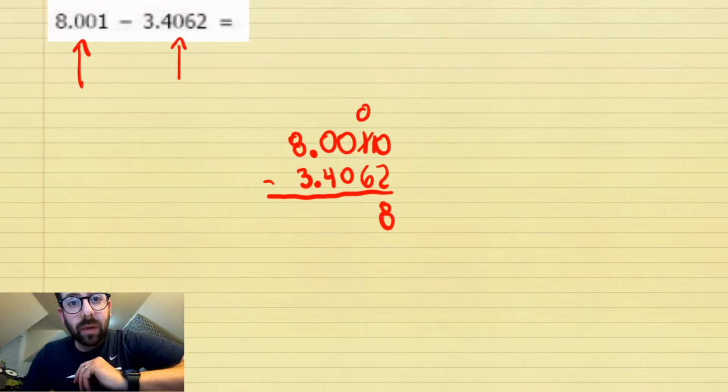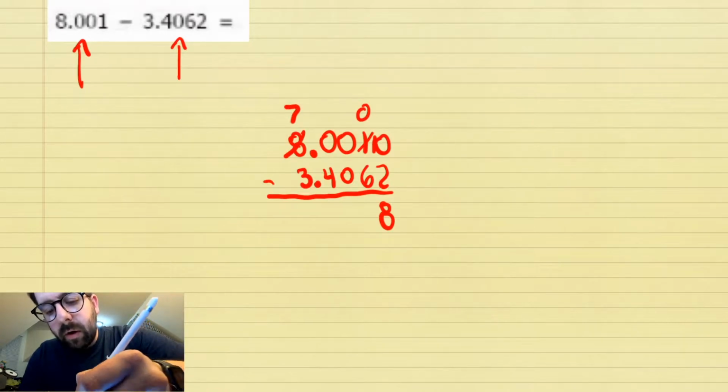Next, 0 minus 6. I can't do that. So I have to try to look in the column in front of it. I can't even borrow there. I look for the column in front. Can't borrow there. The 8, I can borrow from the 8. I'm borrowing from the 8, making it a 7.